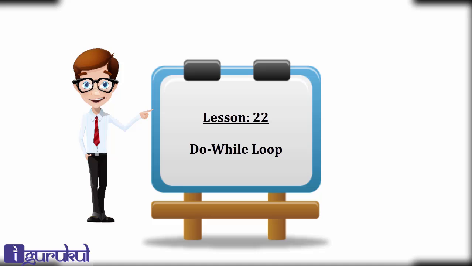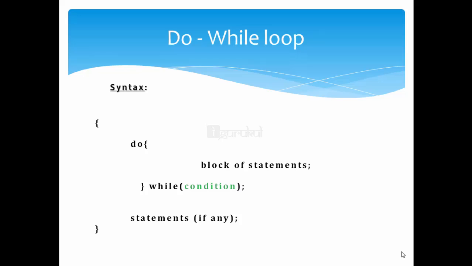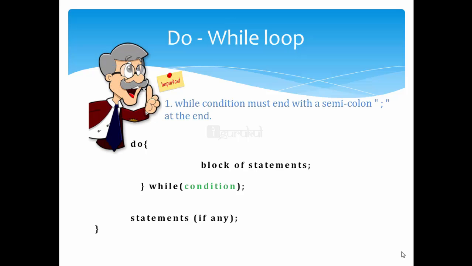In this tutorial, we will learn about the do while loop and how do while loop is different from while loop. So this is the syntax for the do while loop. Do, block of statement, then there is a closing of do, then at the closing bracket you have to mention the while condition with a semicolon.